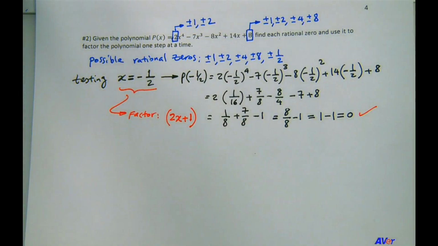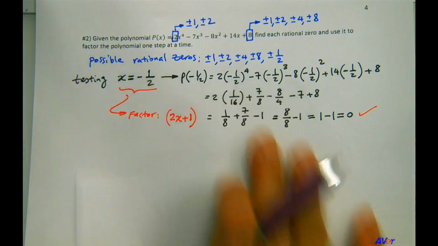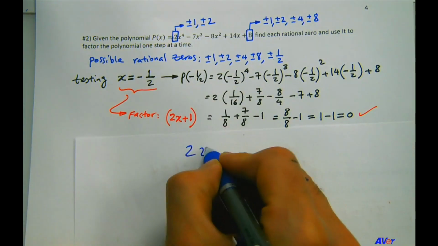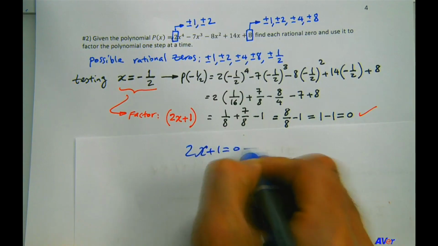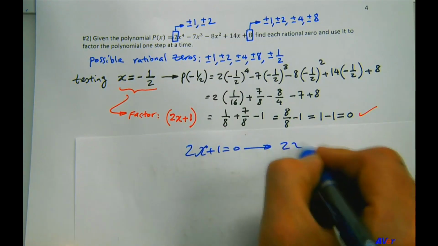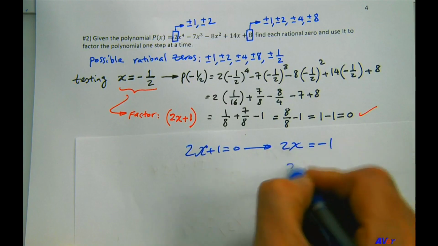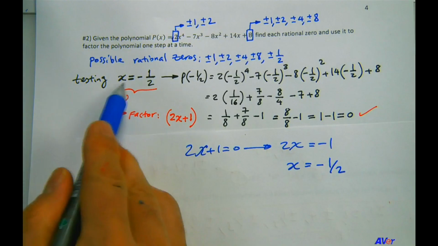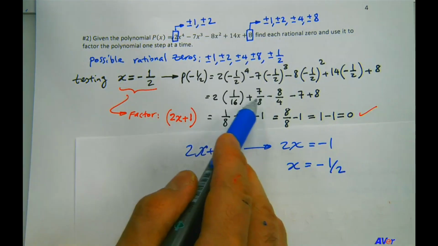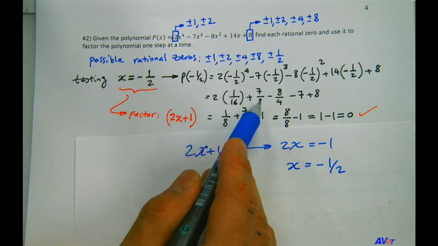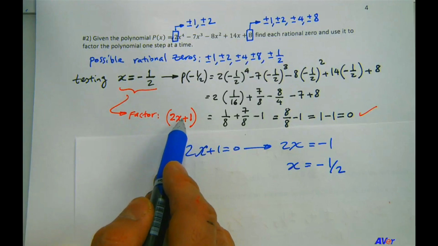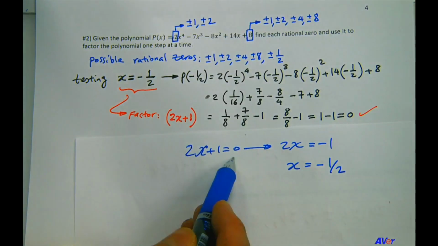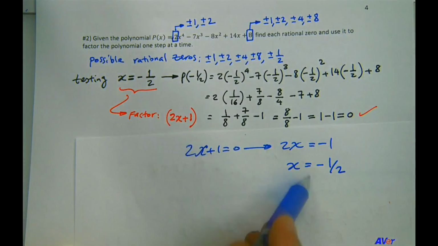Okay? So, if we set this 2x plus 1 equal to 0, and then solve for x, what do we get? We get 2x equals minus 1, x equals minus 1/2, which is what we have here as the 0. So once you figure out the 0, then figuring out the factor is easy because you're looking for a factor such that if you set it equal to 0 and solve for x, you get the 0.